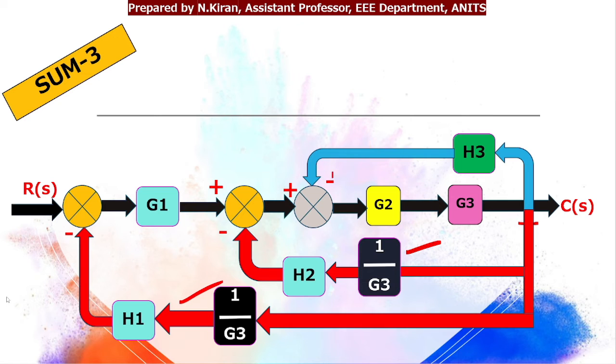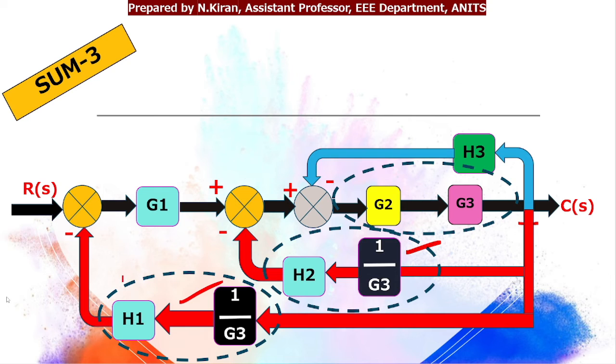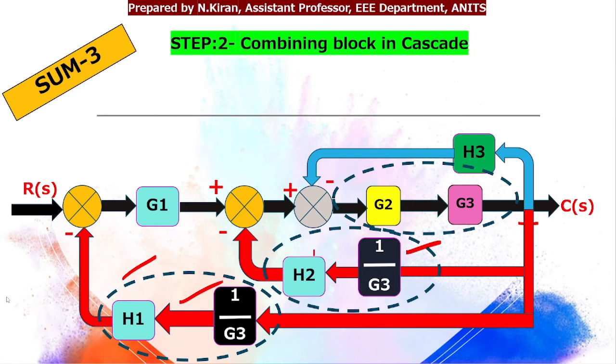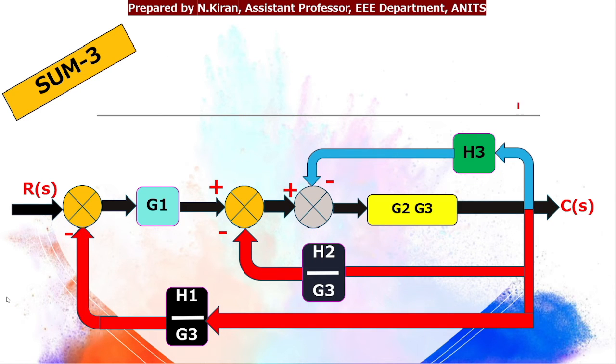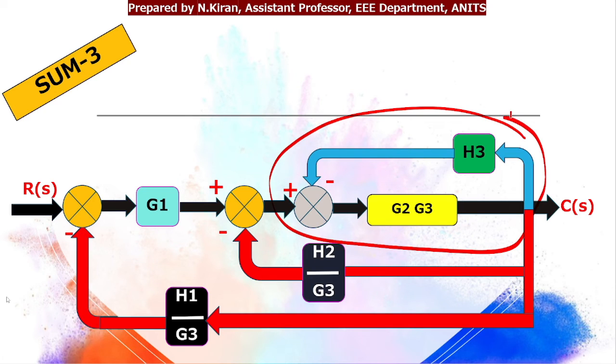And the next steps are very obvious, isn't it? So these two are in cascade, which will give me h1 by g3. These two blocks in cascade will give me h2 by g3, and these two blocks which are in cascade will be g2 into g3. So that I'll replace, and this entire block we can see that they are forming a feedback loop, isn't it?